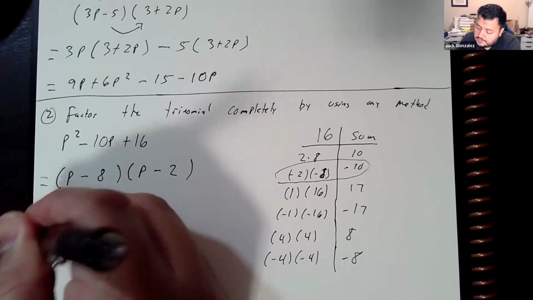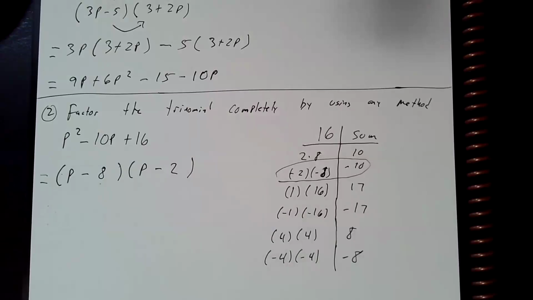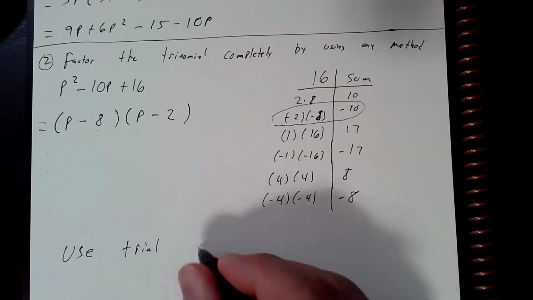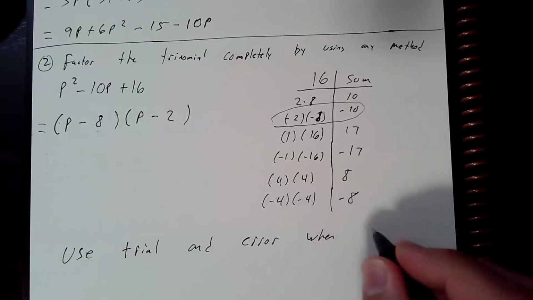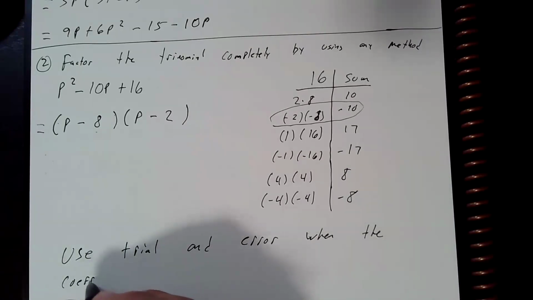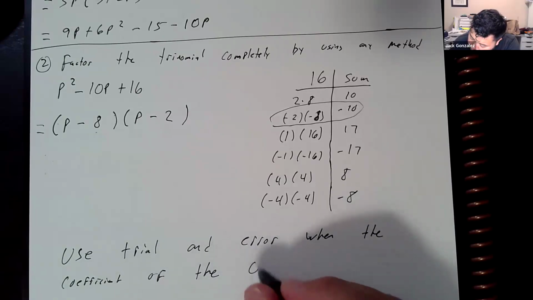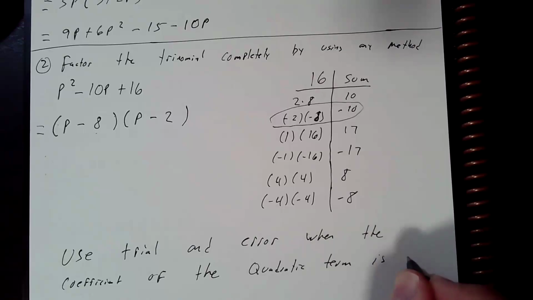Are there any questions on that idea? That's trial and error, if you remember. I remember that. So use trial and error when the coefficient of the quadratic term is 1.